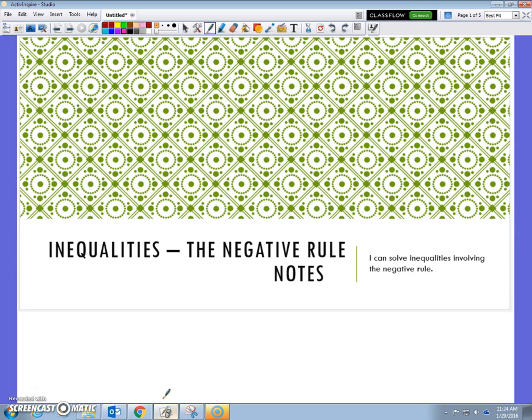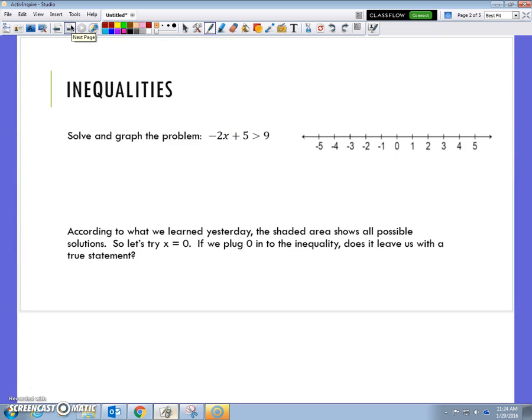Today we're going to continue to talk about inequalities, and today we're going to learn about the negative rule. I know you're excited, but the nice thing about inequalities is that they're almost exactly like equations, except that instead of an equal sign, we have a greater than, a less than, a greater than or equal to, or less than or equal to sign. So we solve them the same old-fashioned way that we always have, like two-step equations. In this case, it just says solve and graph the problem.